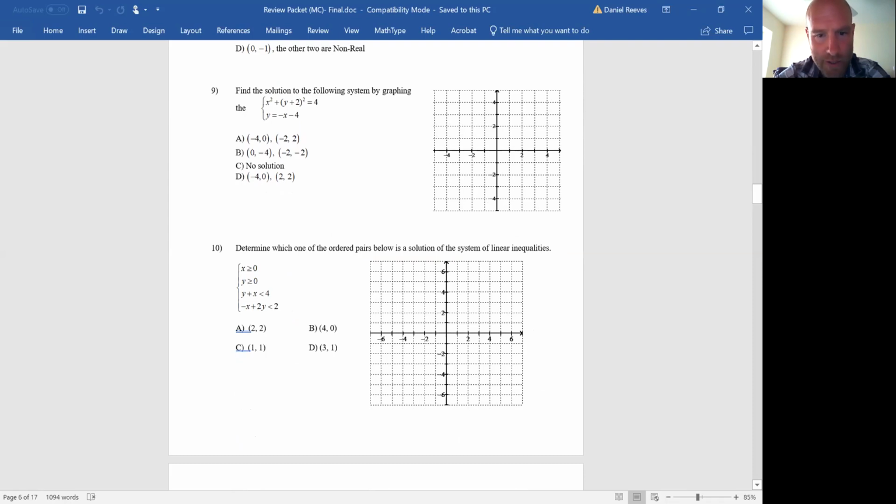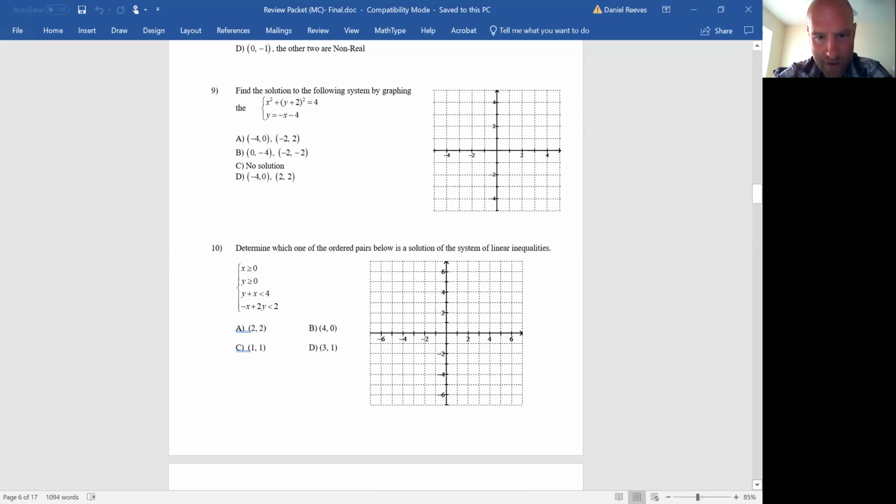Determine which one of the ordered pairs below is a solution to the system of inequalities. The first of the inequalities is x is greater than 0. So I'm looking at all the x values, 2, 1, 4, and 3, and check, those are all greater than 0. They're saying y is greater than or equal to 0. And again, 2, 1, 0, and 1, they're all greater than or equal to 0. Then it says x plus y is strictly less than 4. So (2, 2) is out, and (4, 0) is out.